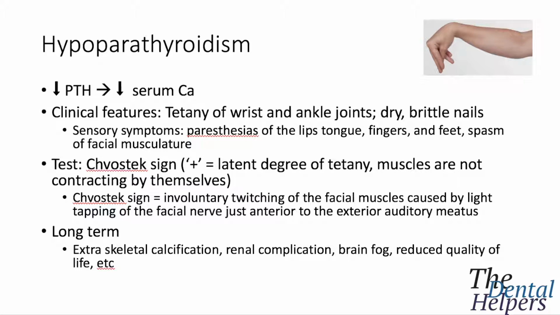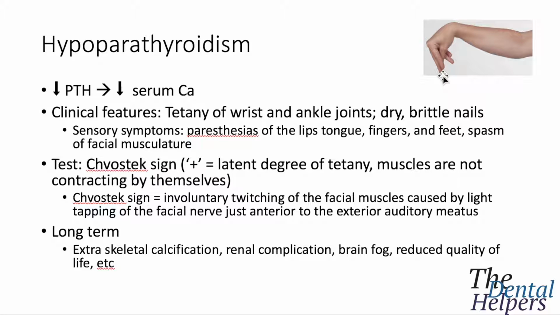Hypoparathyroidism, as it sounds, hypo meaning little, you'll have less parathyroid hormone, which means you have decreased serum calcium. And we know calcium is used for muscle contraction. So as a result, your clinical features are going to be tetany of the wrists and ankle joints. This is demonstrated right here. You'll have dry, brittle nails. Some sensory symptoms would be paresthesia of the lips, tongue, fingers, feet, spasm of the facial muscle.